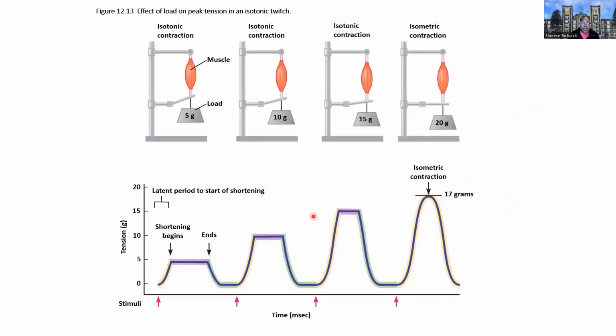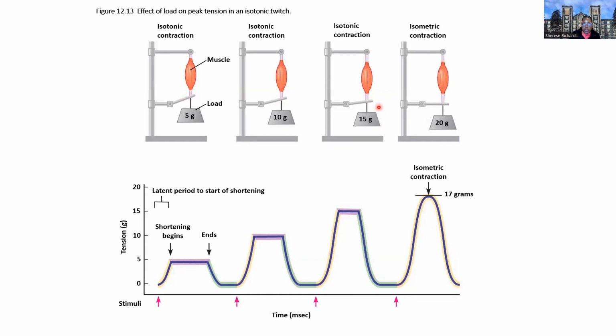Right. Now here's an example just to compare those things. So here is our isotonic contractions. And this can go in the opposite way as well. Let's say you are lifting something. So here's your isotonic contraction. You have your muscle lifting a 5-gram load because you can lift that lighter load. Let's say you added 10 grams onto that load. And now, again, you have an isotonic contraction because you can overcome that 10-gram load. Let's say you add another 5 grams on, and now you have a 15-gram load.